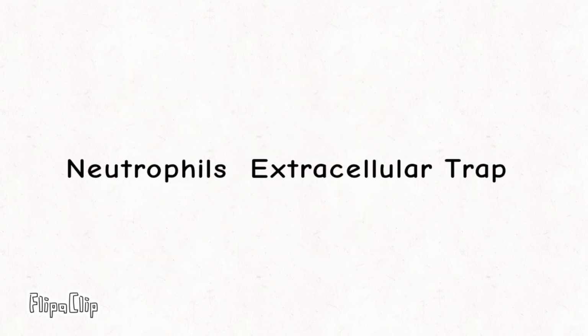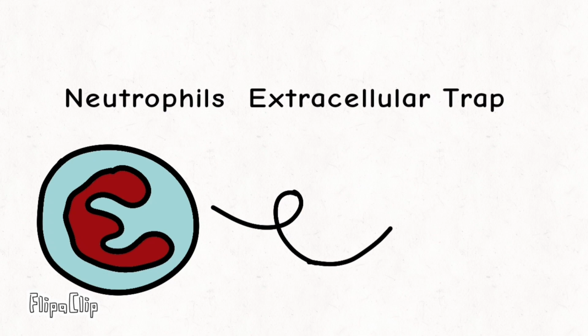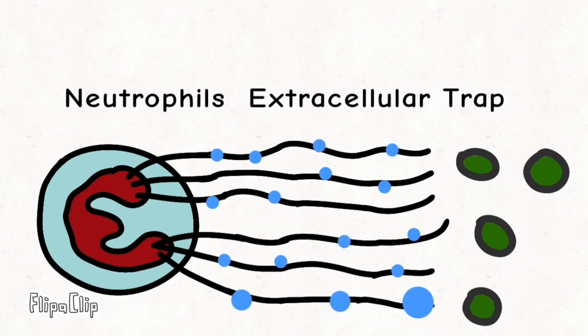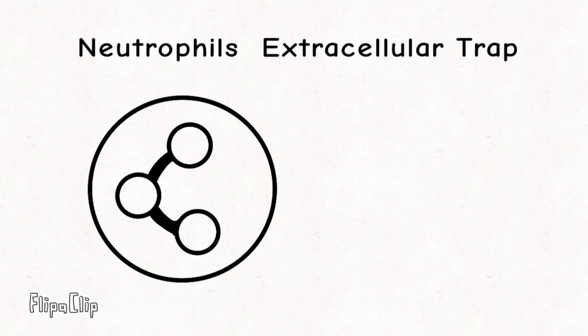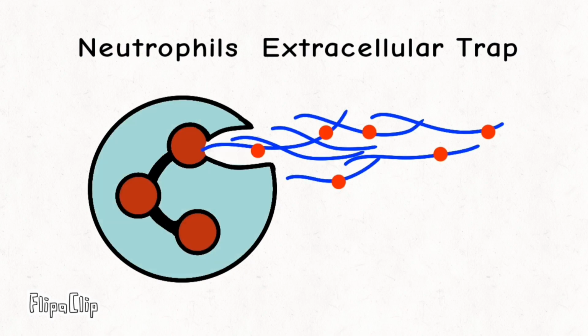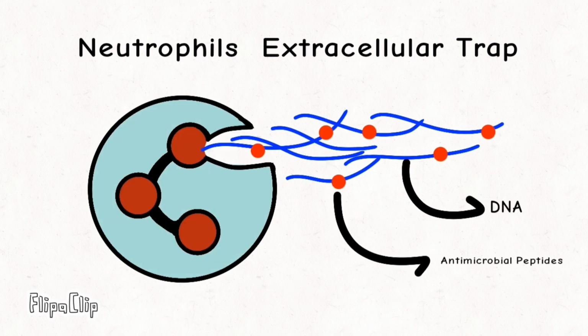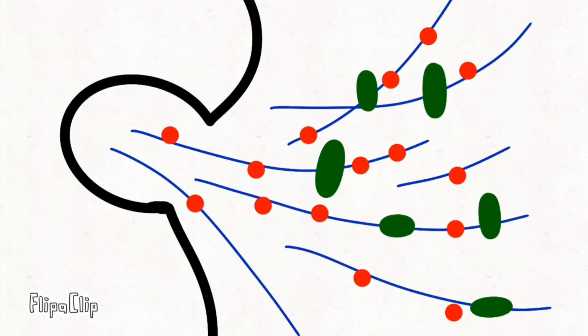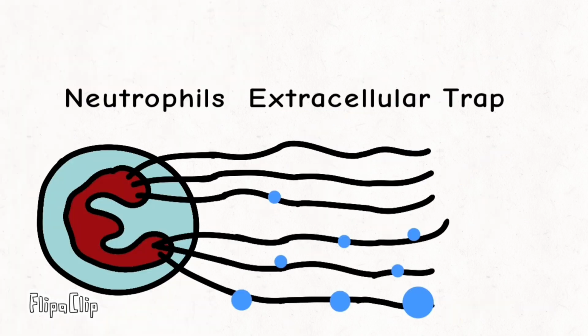And the last mechanism involves the neutrophil, which performs extracellular trapping with NETs. The neutrophil releases DNA and antimicrobial granular proteins that attach to the DNA, and it will bind to the bacteria, prevent them from spreading, and kill them with the antimicrobial proteins that attach to the DNA.